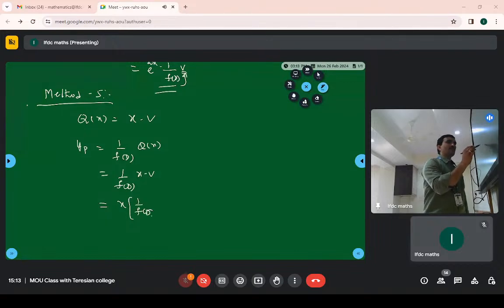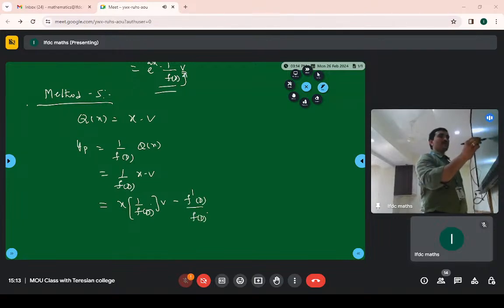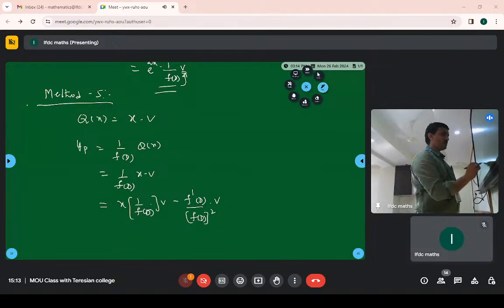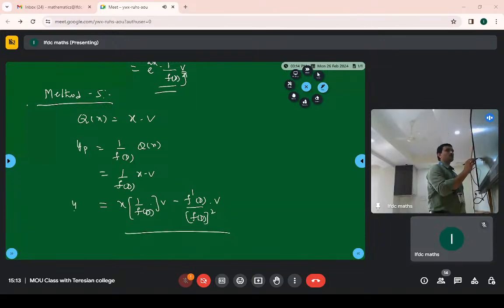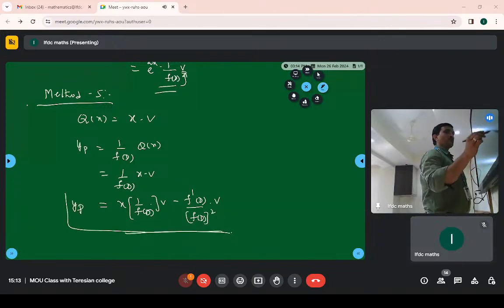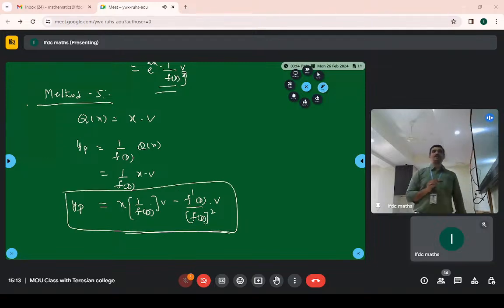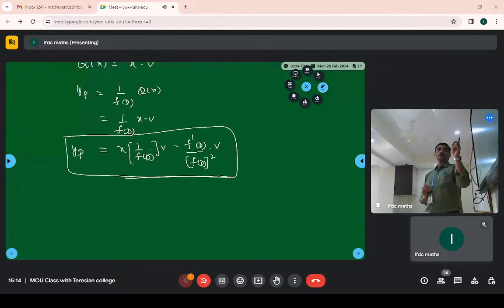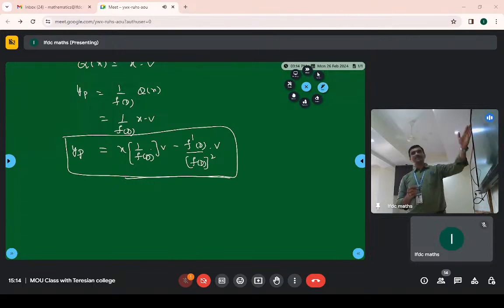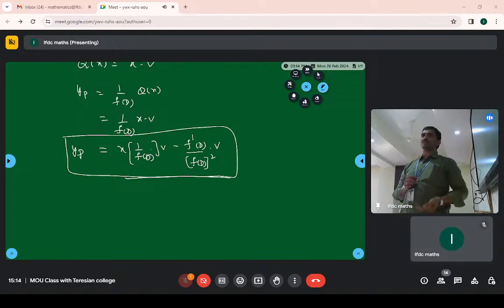It is x into 1 by f of D into v minus f dash of D by f of D whole square into v. This is another formula to find the fifth model problems. Directly we need to apply the formula: x into 1 by f of D into v minus f dash of D by f of D whole square into v. If you are able to apply this, problems like x sin x and x cos x will get a solution in a simple manner.